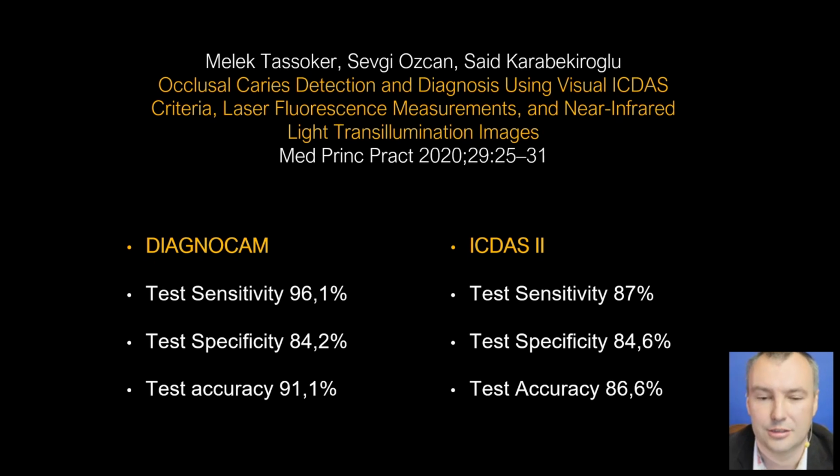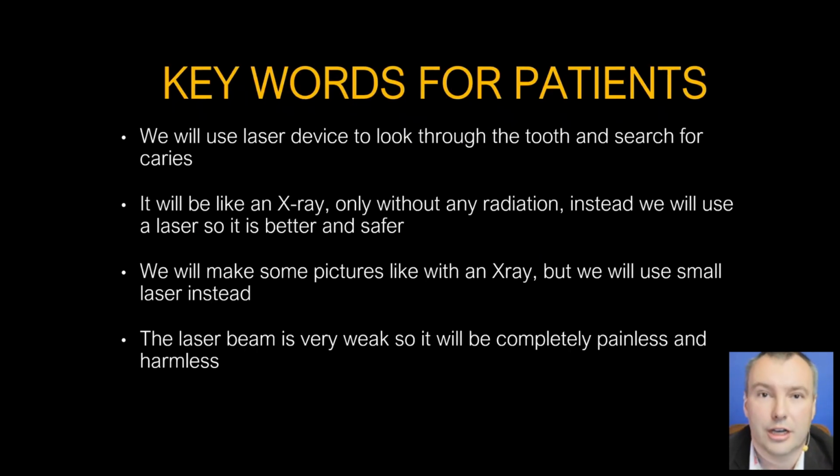Okay, so just to finish it, what are the keywords for the patient that you should use when explaining at the beginning? We will use a laser device to look through the tooth and search for the caries. Laser is a magic word. It will be like an X-ray because it will also be black and white, only without any radiation. So it's better than X-ray. Instead, we will use a laser, so it's better and safer.